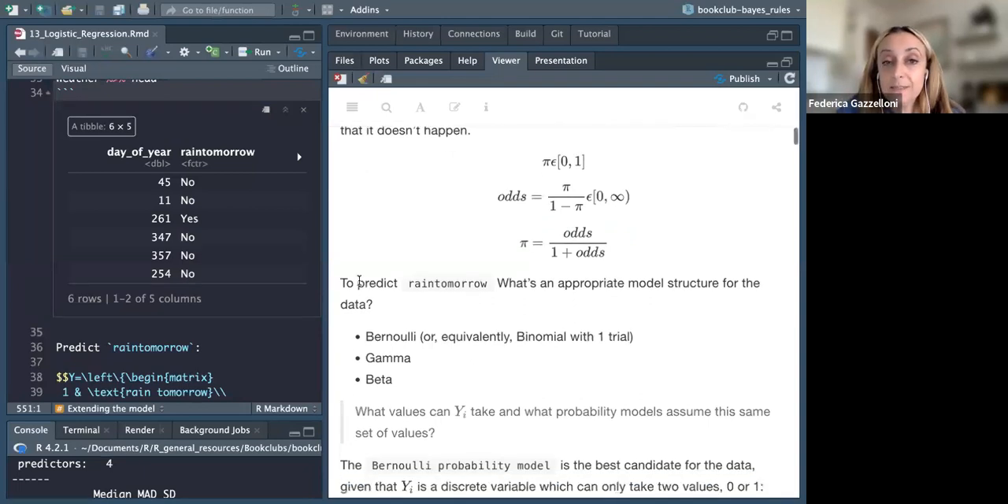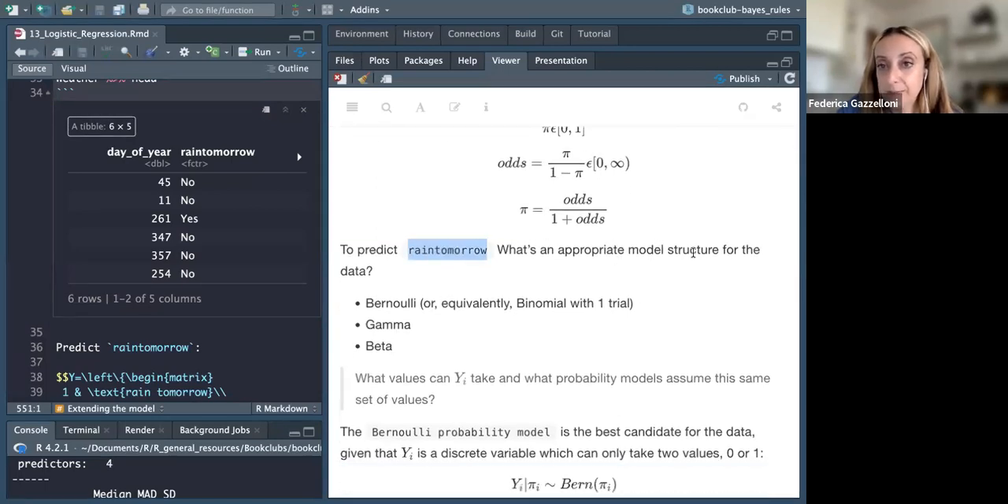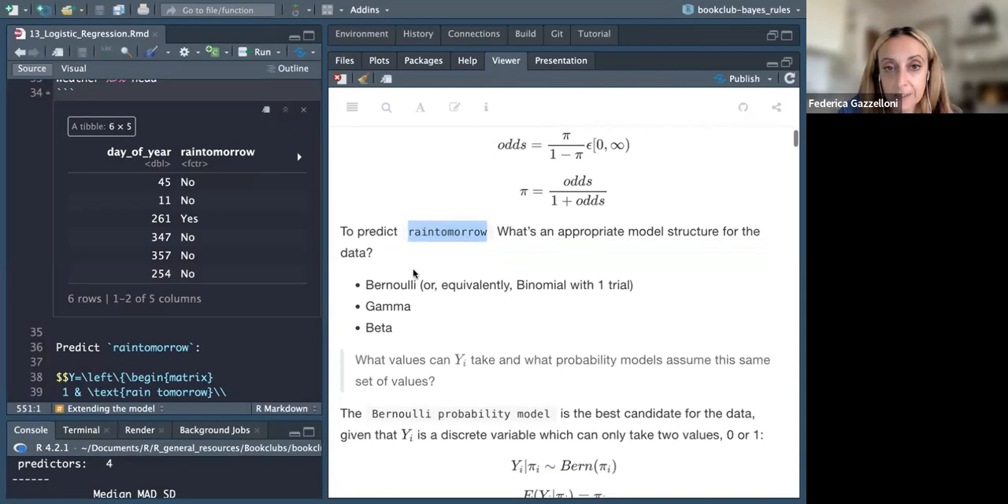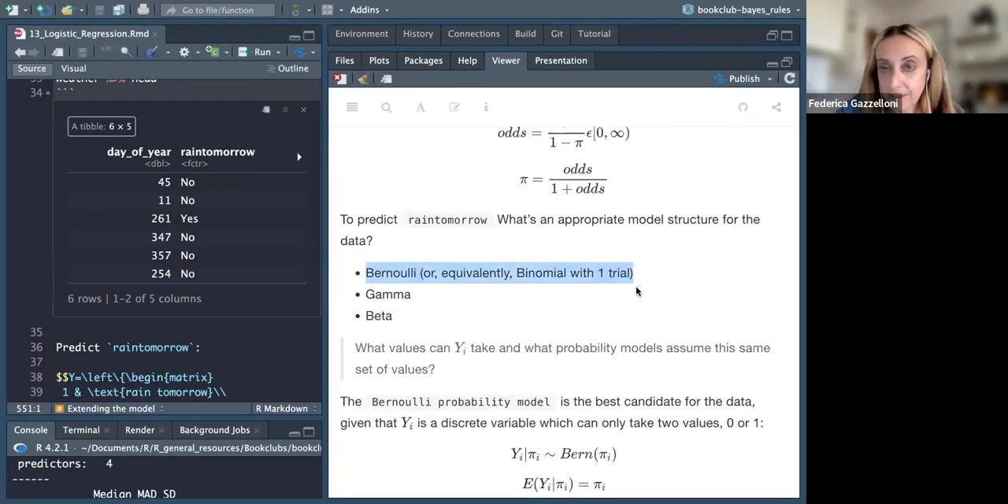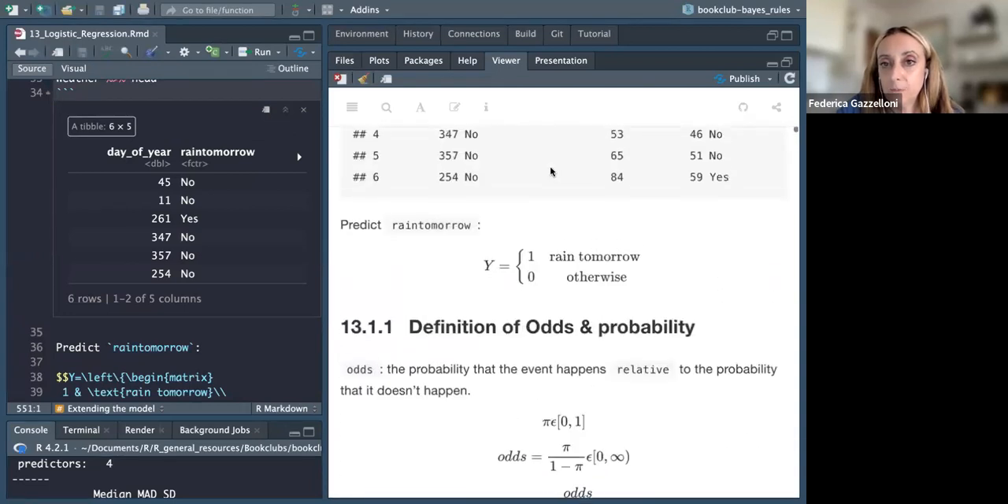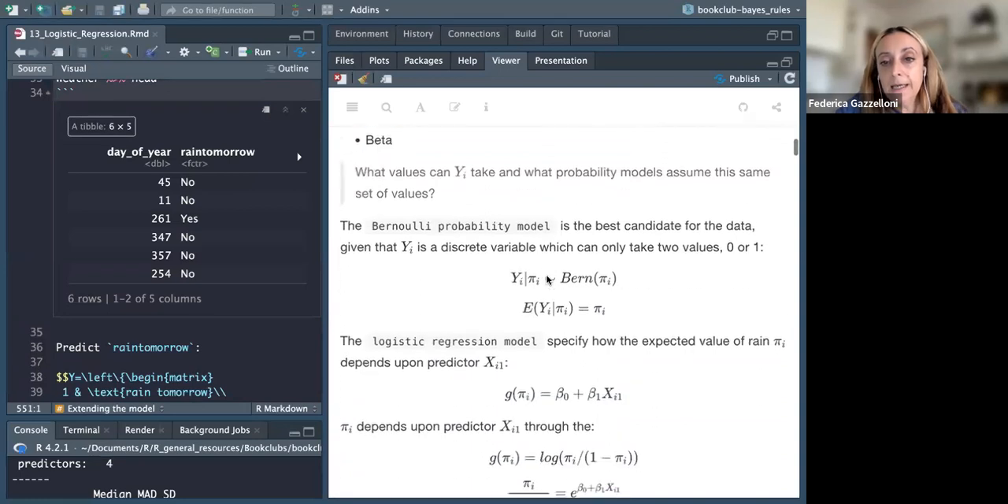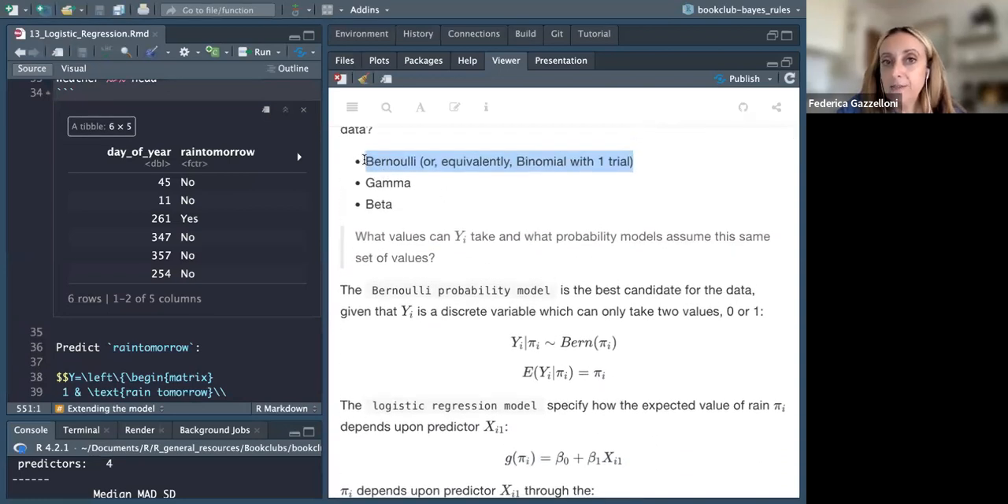What's happened now is that to predict rain tomorrow in our data set, in our observations, we ask what would be the appropriate model structure for this data. And this was one of the many quizzes that this book provides. So we can use a Bernoulli or a binomial with one trial, a gamma or a beta. Obviously, we have one and zero, so a binary outcome. And so we tend to choose a Bernoulli, or a binomial with one trial.